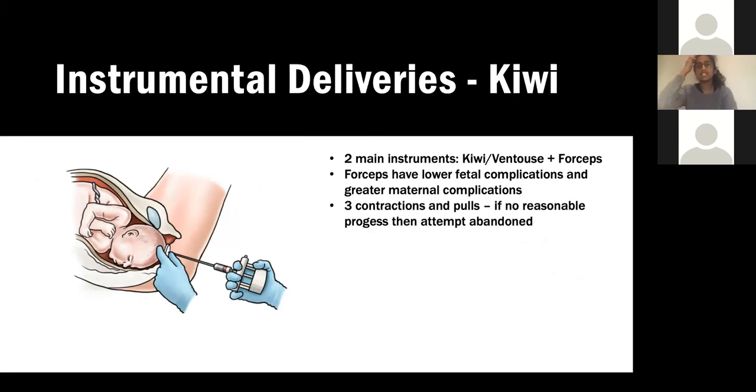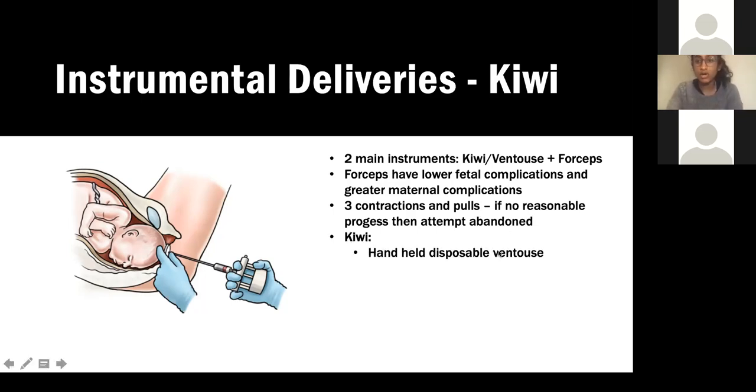The general rule of thumb is they do three contractions and pulls. So you do a pull with each contraction, and if after three tries there's no reasonable progress, then the attempt is abandoned. That's the general rule of thumb with instrumental deliveries.